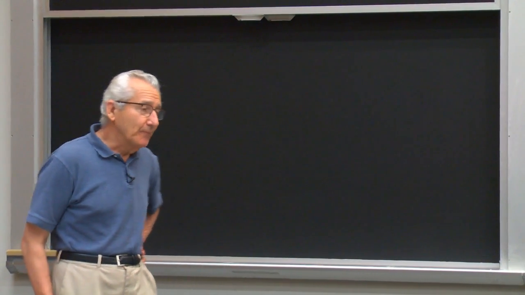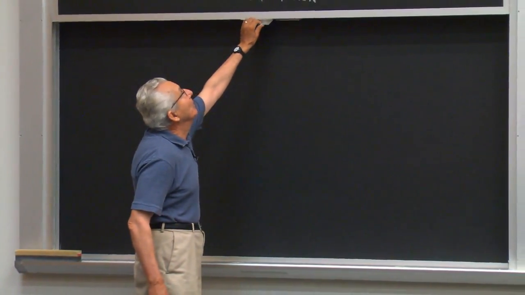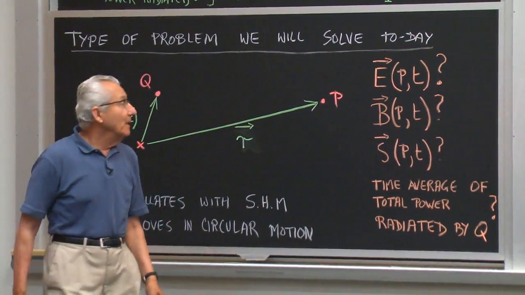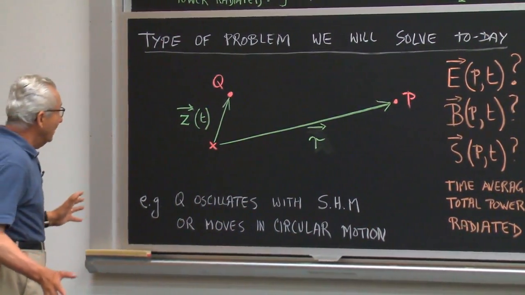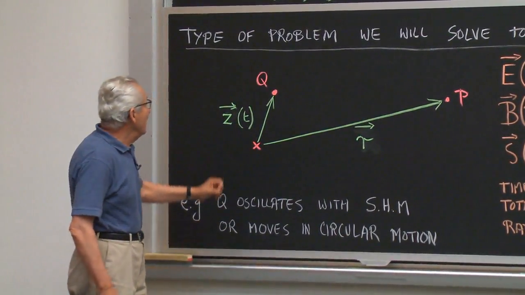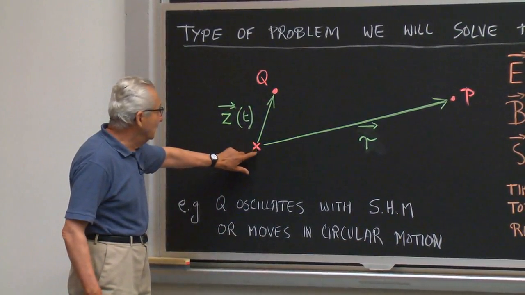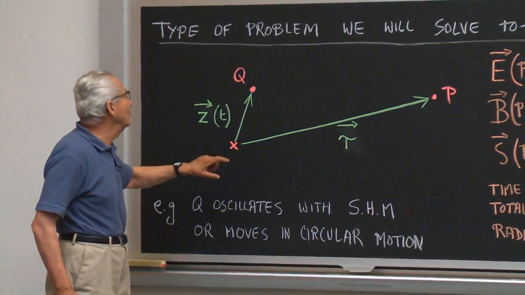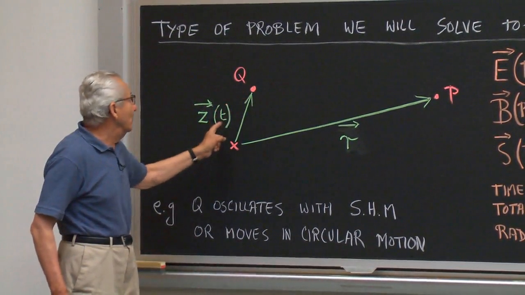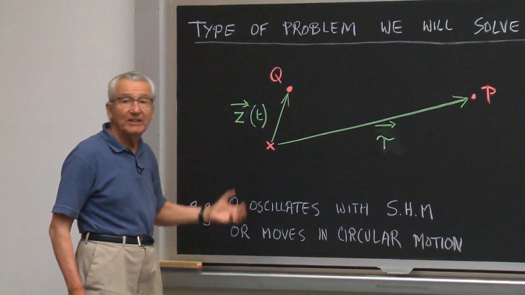So welcome back, and today we will do one type of problem. A very important problem. Basically the following. Suppose all that you have is a single charge, but it can move. Here is the origin of coordinates, this is the charge Q, its position is given by some vector z of t, and the charge can move. It can have a velocity, it can have an acceleration, etc.